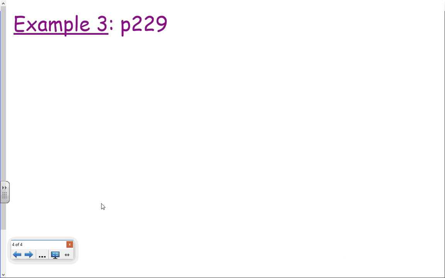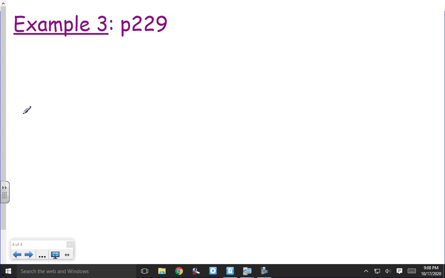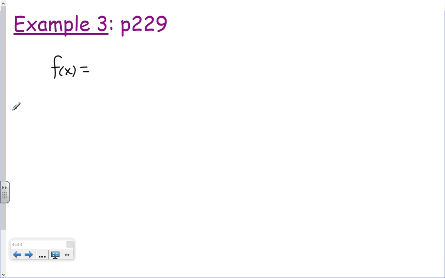All right, let's look at one last example then. Example 3 on page 229. This time we're going to find the intersection of two graphs. The two graphs that they give us: f of x is equal to x over x minus 2 plus 2 over x plus 3. So that looks like two fractions there. It almost looks like that's had a partial fraction decomposition done to it.